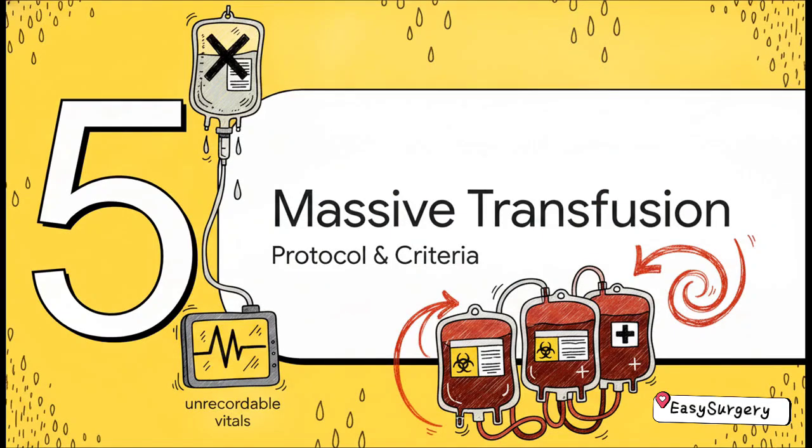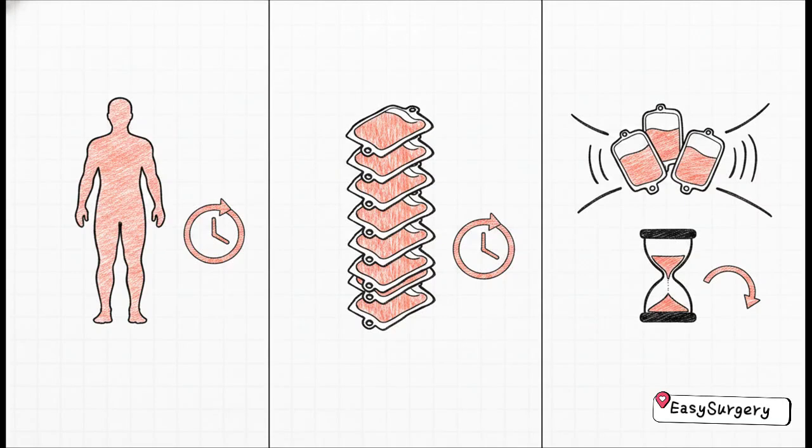Section 5, massive transfusion protocol. This is what we trigger when things get extremely critical. When a patient hits class 4 shock with unrecordable vitals, we've got to pull the trigger immediately. We officially define a massive transfusion by any of these 3 rapid volume replacement criteria: replacing the entire circulating blood volume in 24 hours, giving more than 10 units of blood in 24 hours, or in extreme trauma emergencies, rapidly infusing more than 4 units of blood products in a single hour.